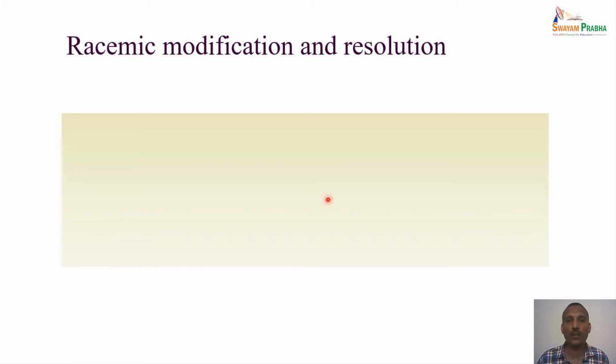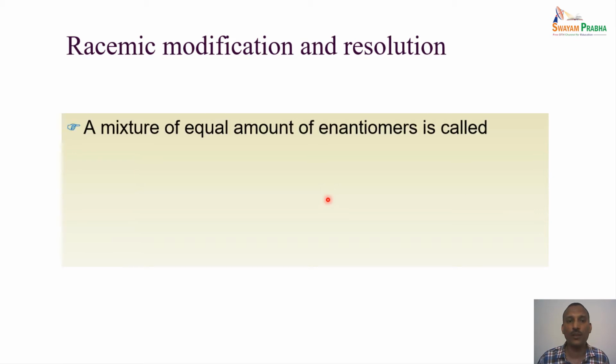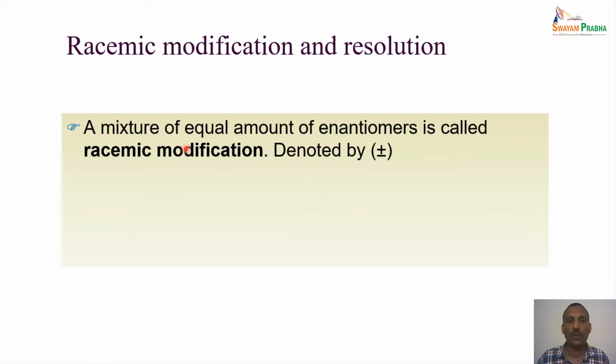In this session we will be studying the next step of that. That means, how can we separate this racemic modification to get one of the enantiomers? This process is called resolution. We already know a mixture of equal amounts of enantiomers is called a racemic modification and is generally denoted by a plus or minus symbol. That means the optical activity of that compound is 0.